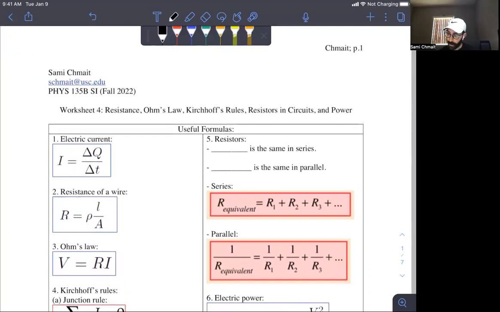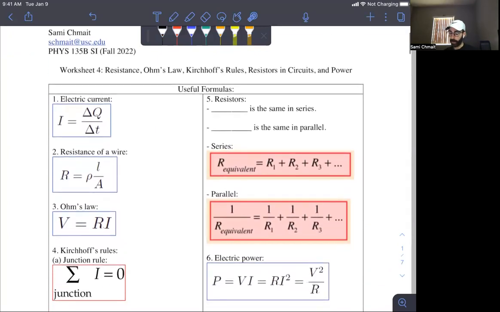But so first we have this equation of electric current. We should remember this, the change in charge over time. This was from last week, but it comes back up this week. And then we have the resistance of a wire, where this symbol here is the resistivity, we have the length, and then we have the cross-sectional area right there, right?